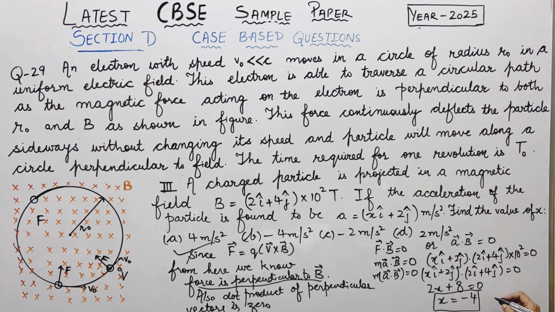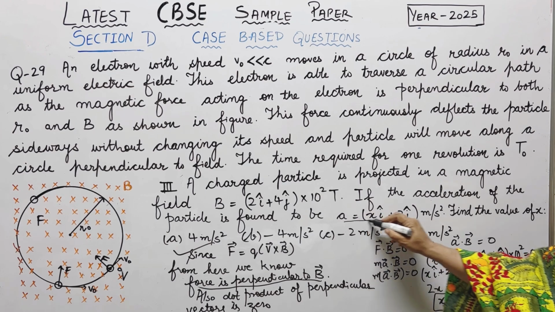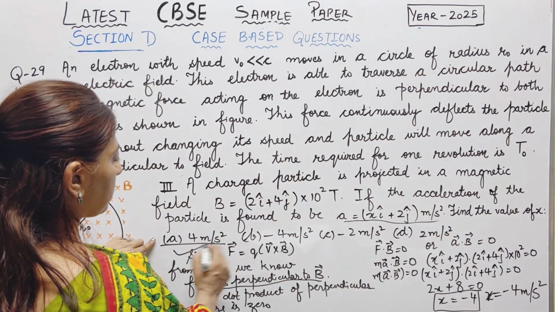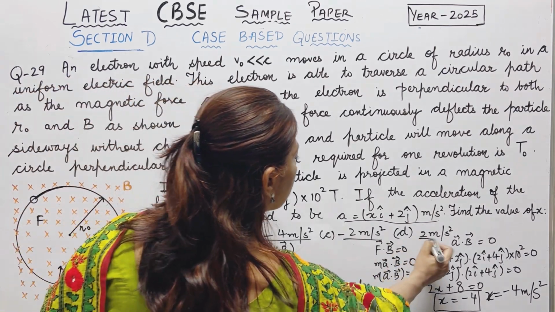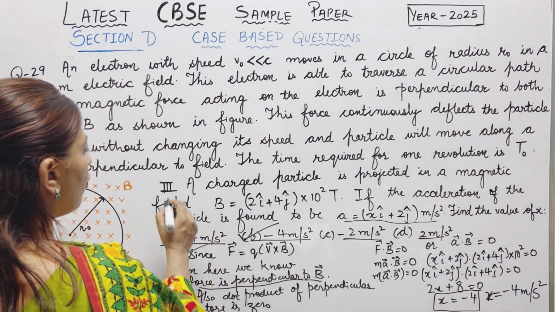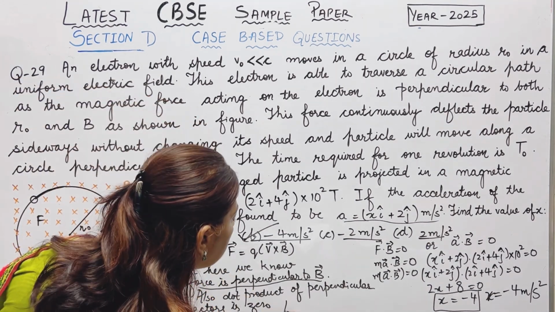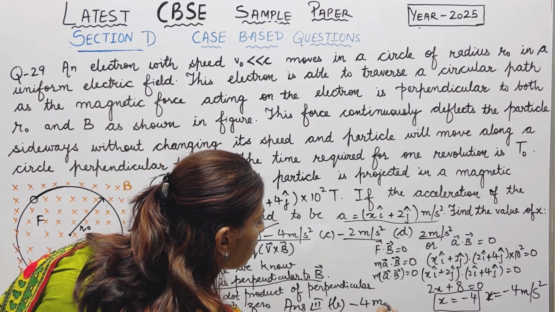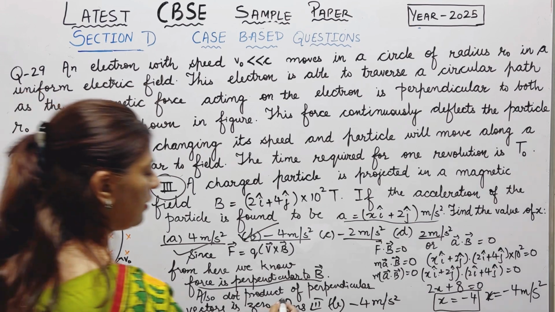So using this formula, the value of x comes out to be minus 4 meter per second square, because it is the acceleration component. Out of the options 4, minus 4, 2, minus 2, and 2, option B is correct, minus 4 meter per second square. So the answer for the third part is B, minus 4 meter per second square.